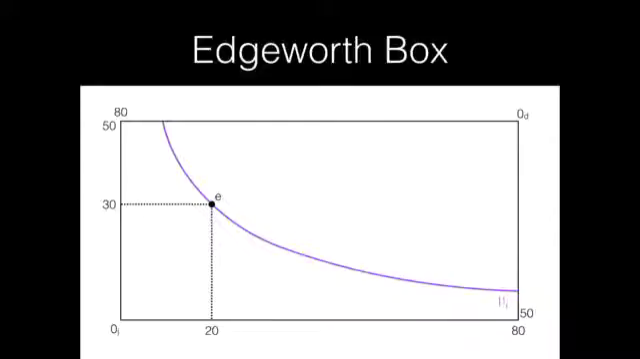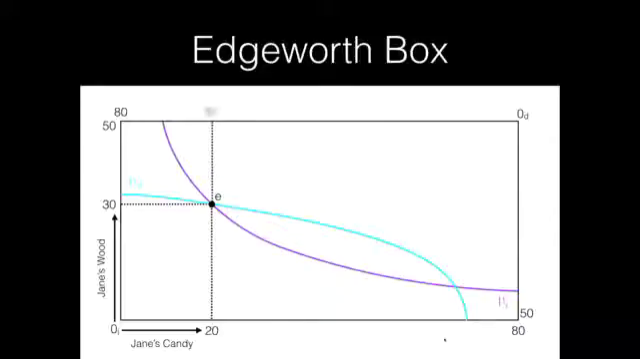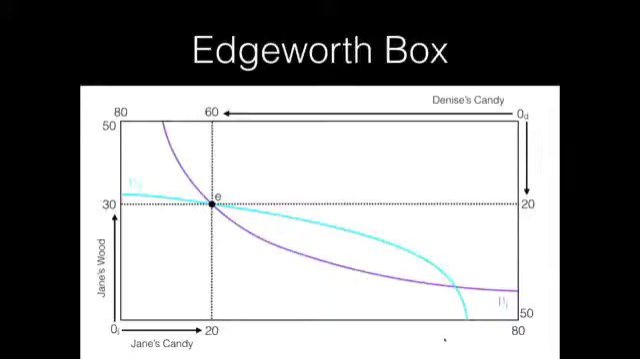This is the Edgeworth box. So these are the axes here for Jane. Here's her origin, and here's the representation of cords of wood and candy bars. So there's her 20 candy bars, and there's her 30 cords of wood. And since there are only 50 cords of wood, that means there are 20 available for Denise, and there are 60 candy bars available to Denise. All right, so make sure you're comfortable with that.